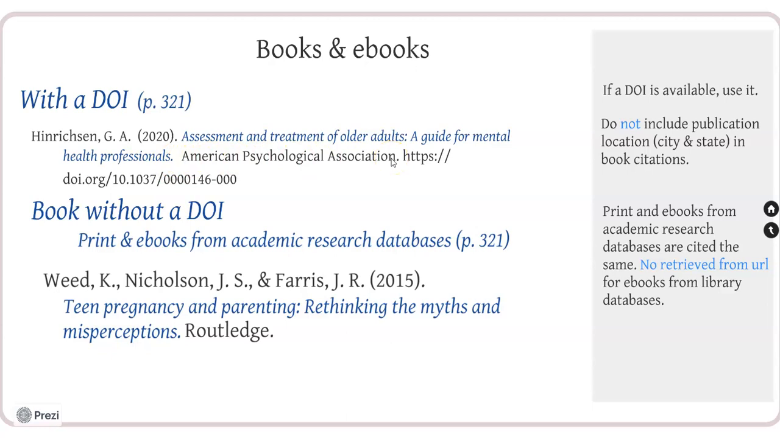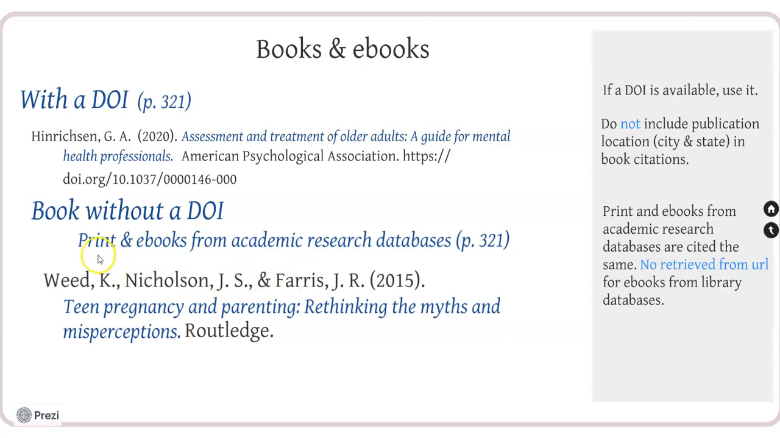And one of the big changes between 6th and 7th edition is we no longer have cities and states, so we don't need to know that this was published in London or New York. They don't care. If you have a DOI, you'll need to include that. And again, remember, you start with a prefix of HTTPS, DOI.org, and then the DOI number. But if you don't have a DOI, you just don't put a DOI for books. And we know that most books to this point don't have DOIs.